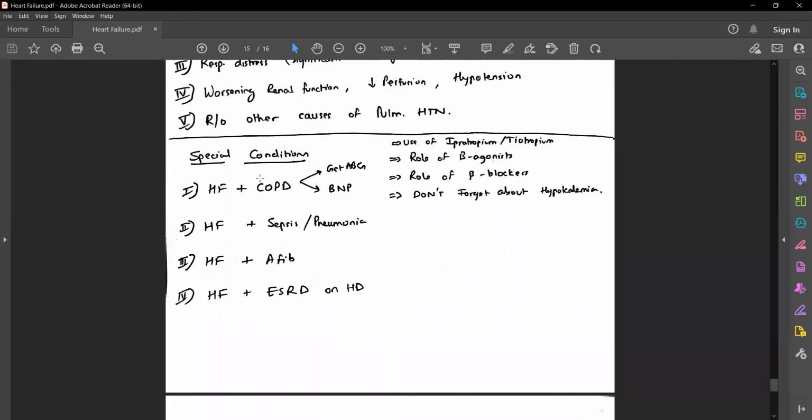Now, there are a few common clinical conditions that you will come across in the hospital, especially in the ICU, which you should know how to deal with. For example, one of the common conditions is a patient who comes in with HFrEF and also has a history of COPD. Now, this patient is very, very short of breath, and you have to decide: is the shortness of breath coming from heart failure, COPD, or both?